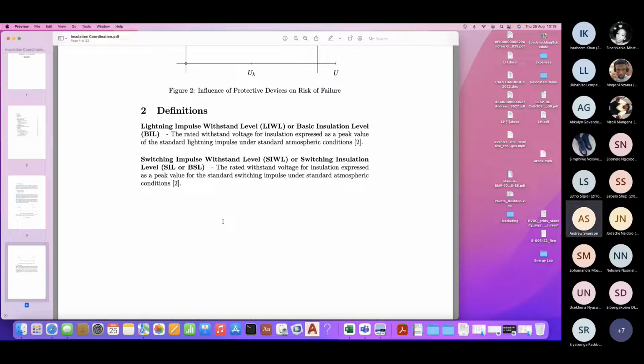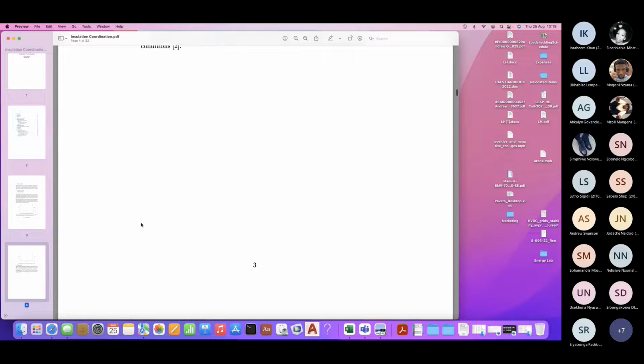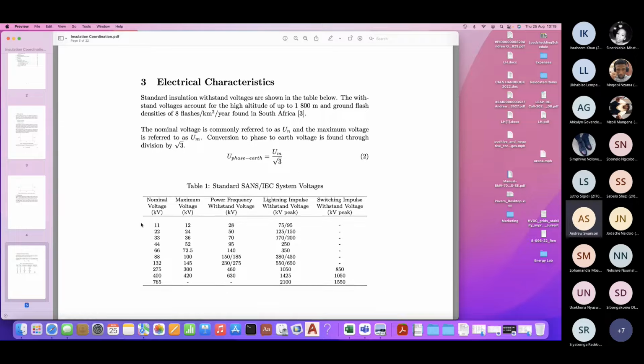All right, so both these impulse waveforms, we looked at it in high voltage 1. So the lightning impulse was 1.2 by 50 with some curves on the peak. The switching impulse was 250 by 2,500 microseconds. And that had quite a range for the tail time in particular. So the SANS or IEC does define these lightning impulse withstand voltages, the switching impulse voltages. It also defines the power frequency withstand voltage.